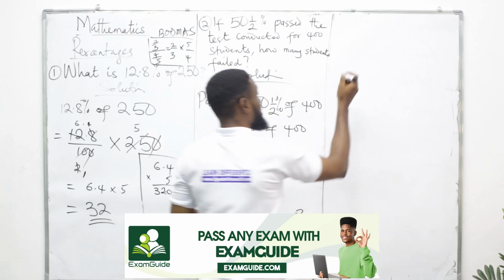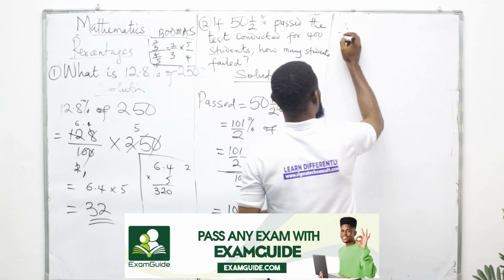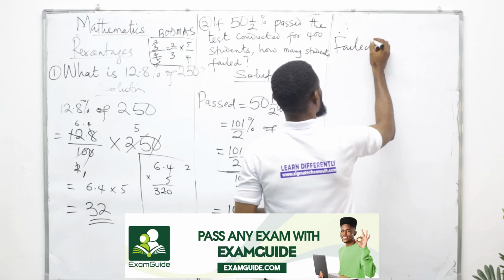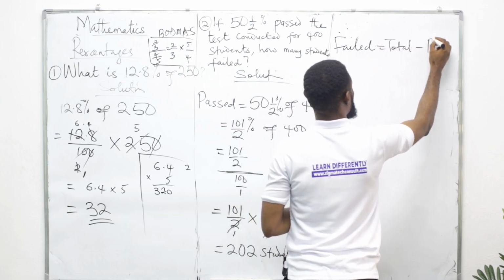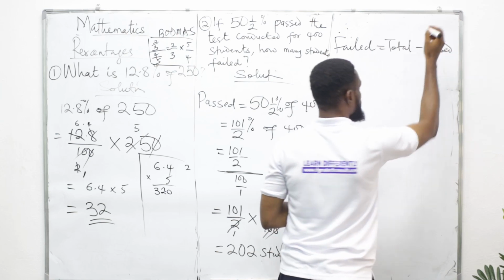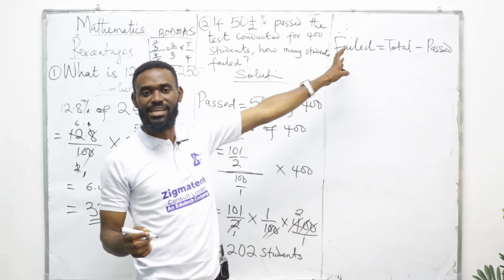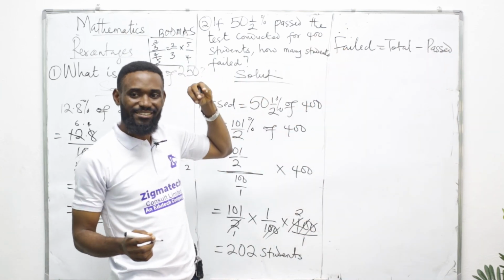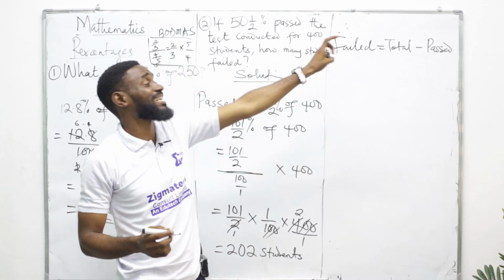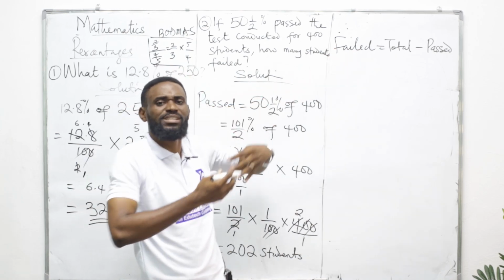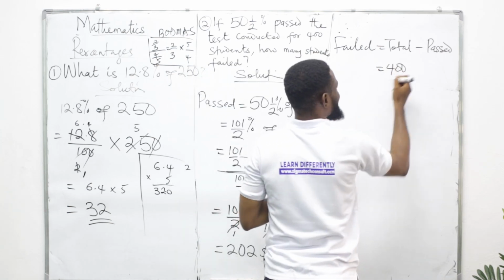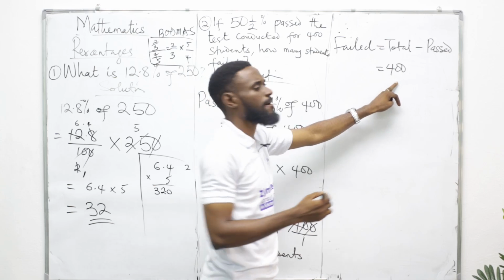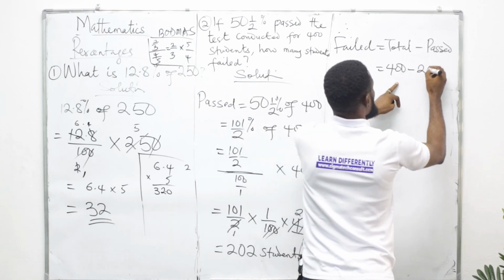So what that means is that failed will be equal to total minus passed. Total students that sat for the exam subtracted by what? Or subtract the number of students that passed from it. So this will mean 400, which is the number of students that sat for the exam, minus 202.